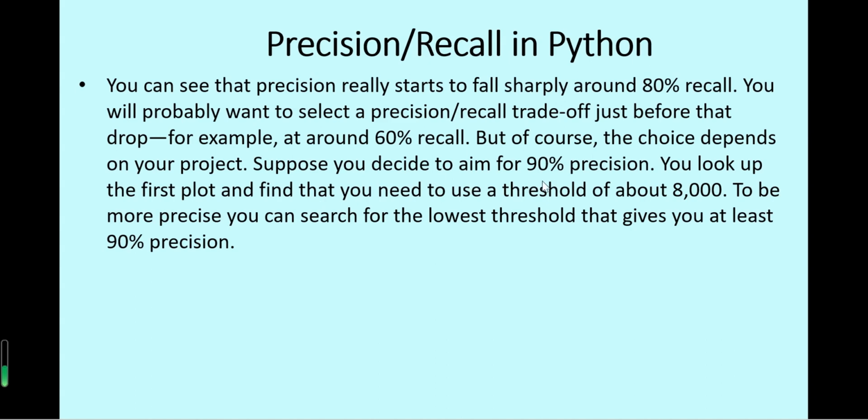Suppose you decide to aim for 90% precision. You look up the first plot and find that you need to use a threshold of about 8,000. To be more precise, you can search for the lowest threshold that gives you at least 90% precision. We have seen that as the threshold increases, the precision increases, so we just lower the threshold until we get 90% precision. Then we can select this threshold and see how much the recall is, right?